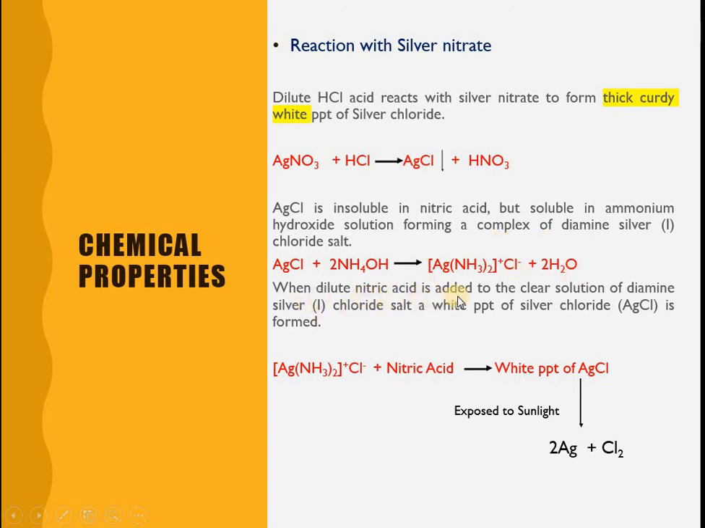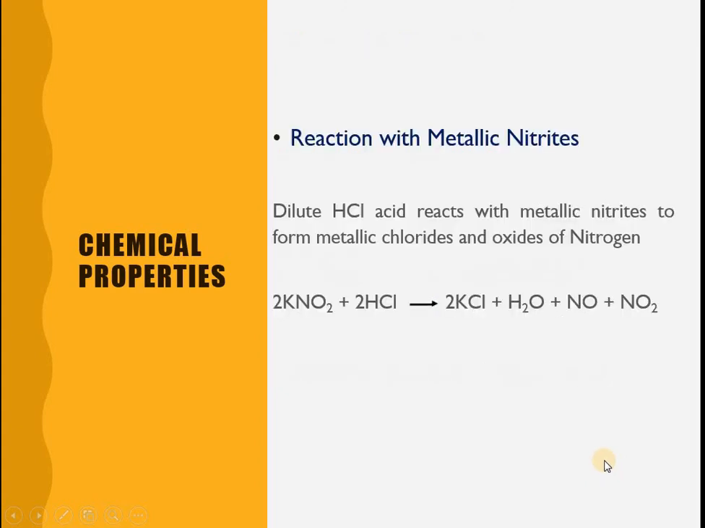When dilute nitric acid is added to the clear solution of diamine silver chloride salt, a white precipitate of silver chloride is formed. Here it is shown over there, and the white precipitate, when exposed to sunlight, gives silver and chlorine. Now AgNO3, silver nitrate, is used as a test for hydrochloric acid and also for the chloride ion. On warming with metallic nitrites, dilute hydrochloric acid gives metallic chloride and oxides of nitrogen. So here the reaction is shown. Both oxides of nitrogen are formed.